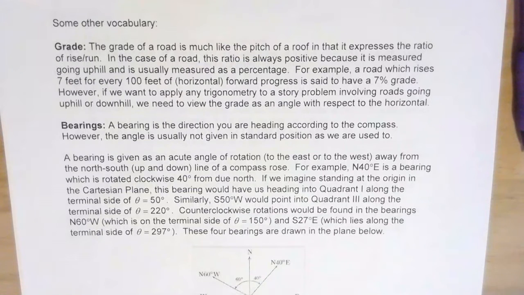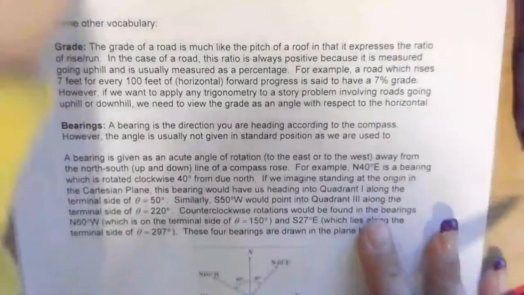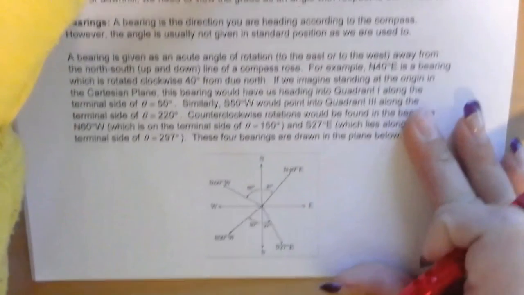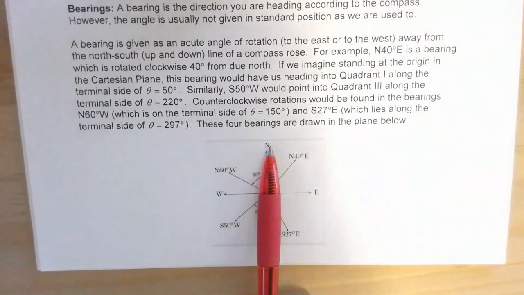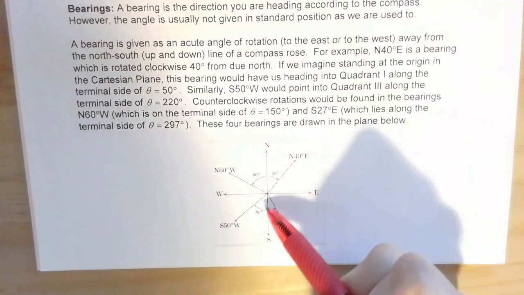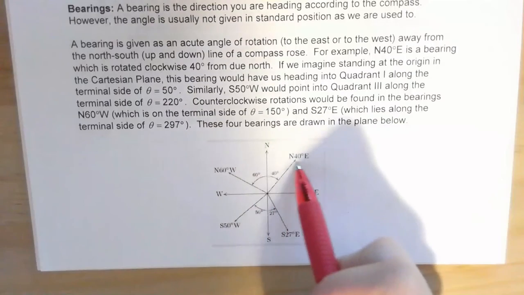A bearing is given as an acute angle of rotation to the east or to the west away from north or south. For example, north 40 degrees east. Okay, so I'm going to show you on here. North 40 degrees east is a bearing which is rotated 40 degrees clockwise from due north. Because it said north, we're going to start on north, and then we're going to the east. The east is toward the right, and it's going to be 40 degrees. Okay, so see how that looked to 40 degrees right there?